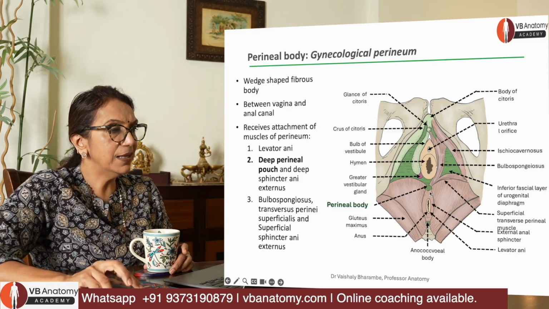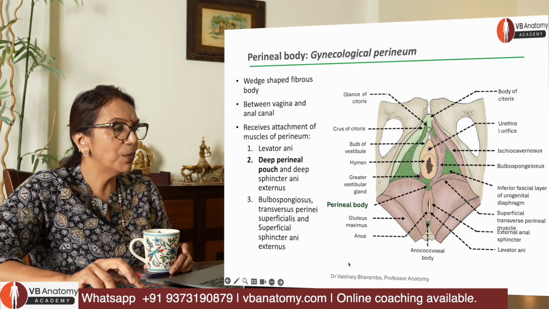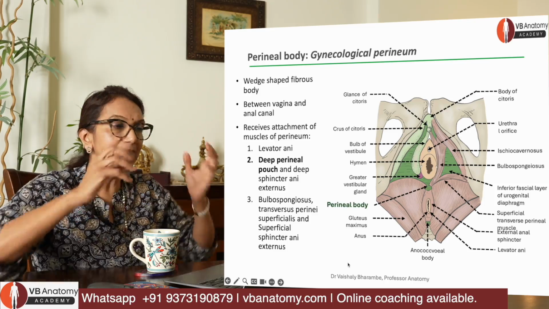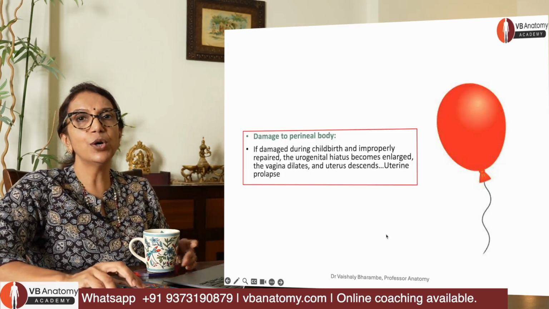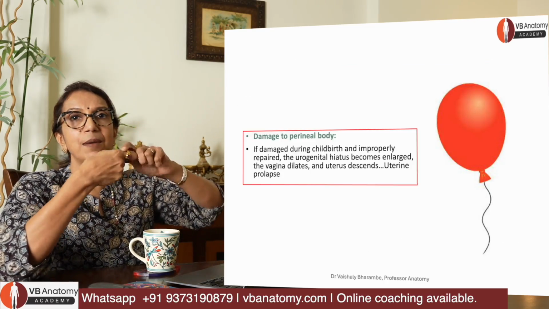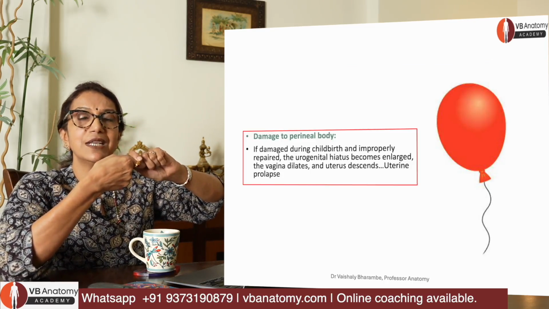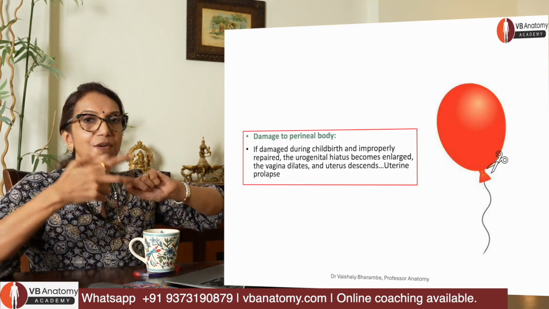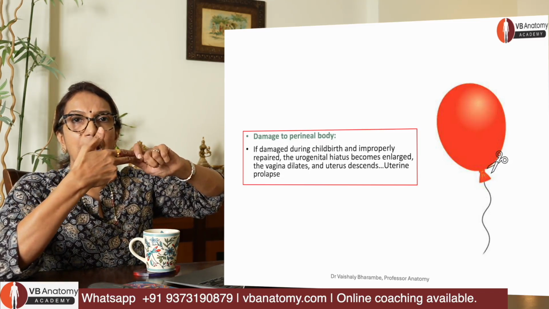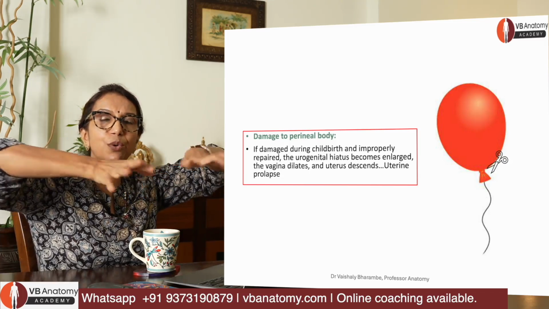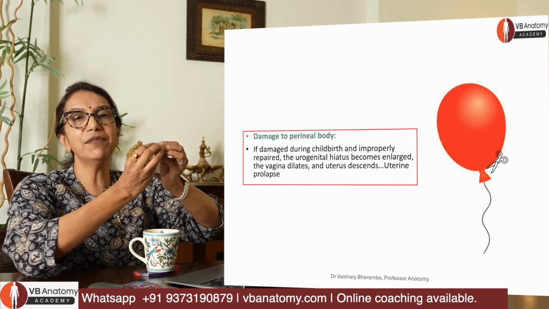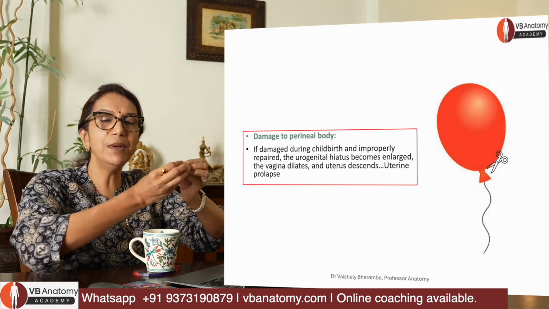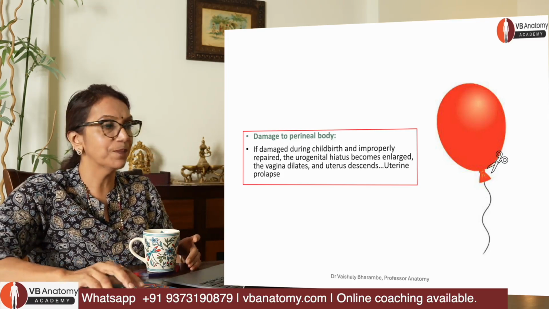Here is the perineal body, which is a point where all these muscles are getting attached. I always like to think of the perineal body like a blown up balloon with the tie below it. Now just imagine that you were to go with a scissor and cut off the tie of the balloon, the whole balloon is going to open out, right. Similarly, the perineal body is holding everything together in the center. You damage it and the whole thing opens out.